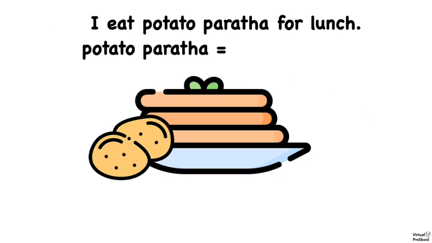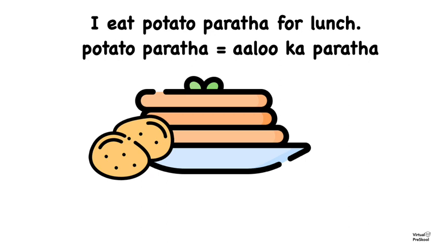Okay, let's do this one. I eat potato paratha for lunch. So here we are adding the potato detail to the paratha. What kind of paratha? Potato. Now, the way we say potato, you probably know from class, is aloo. But the way we say potato paratha is we say aloo ka paratha. So we had to add the word ka. And ka means of, like paratha of potato. So it's aloo ka paratha.